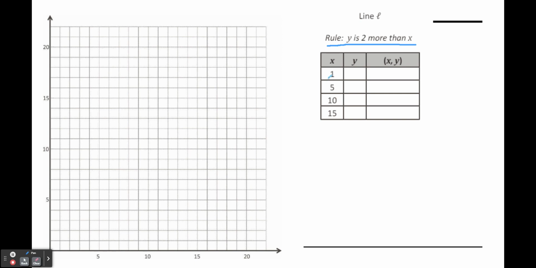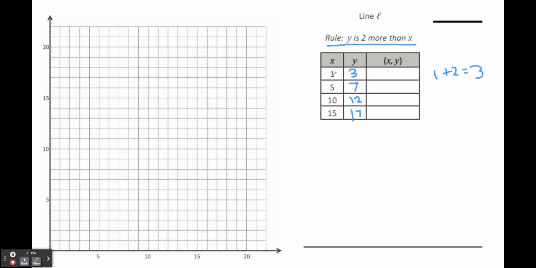So if my x is 1, my y has to be 3 because 1 plus 2 equals 3. So then if my x is 5, my y is 7. If my x is 10, my y is 12. If my x is 15, my y is 17. So let's go ahead and start plotting some of these points.